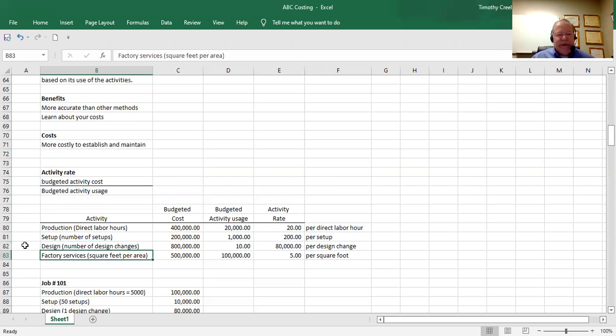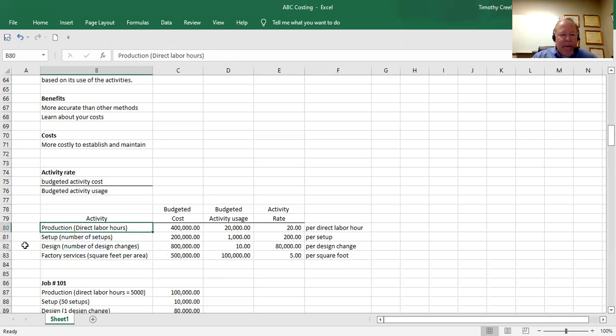And then factory services, this would be things like utilities and insurance. And typically this is done based on the square footage. So if you've got a machining area over here and they have a certain amount of square footage, then you would charge them a lot of your general plant cost based on the amount of square footage that that area takes up. So things like utilities, insurance, maintenance, a lot of those issues, a lot of times would be more generally charged to an area based on their square footage or their size of that area.